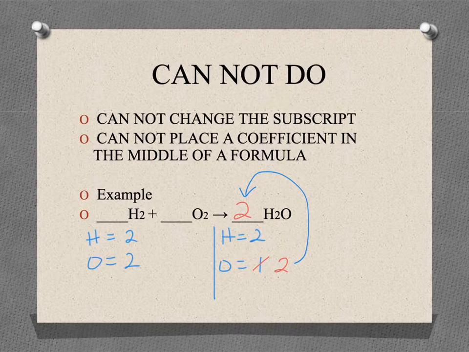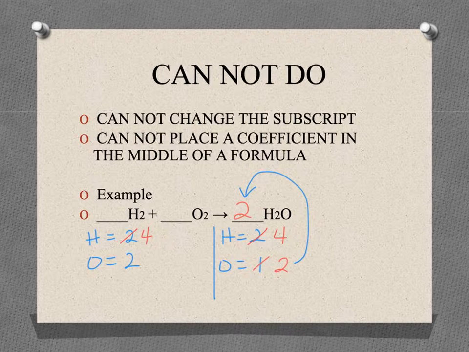And when I did that, I now have 2 oxygen, but I now have 4. 2 times 2 is 4. I now have 4 hydrogen. So I need to change this to a 4. And when I change this to a 4, I have to balance it over here to make this a 4. And now I got to make this a 4 up here.